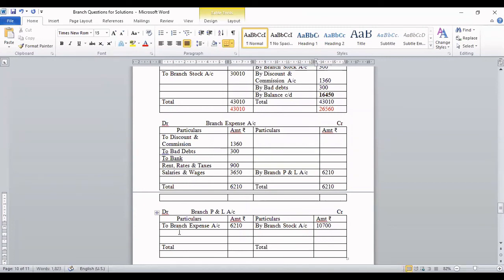The difference is 10,700 and here 10,700. The difference is what? 4490. That will transfer to general PNL. Exactly. This is my profit. The amount you said is 4490. Everyone getting the same? Just check. Yes, sir. 4490. This is your final net profit. Done, everyone? Yes, sir. Okay.